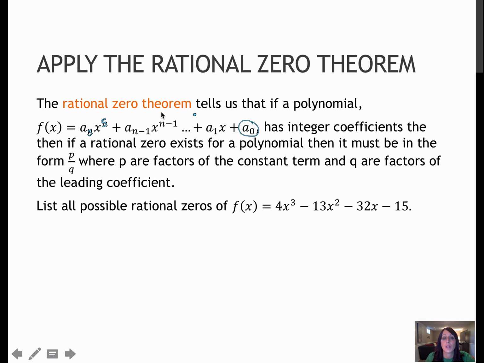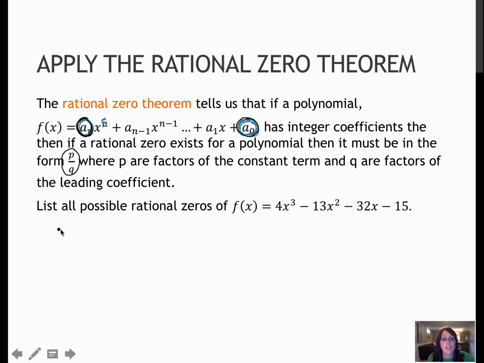So if it's in standard form, I'm worried about this first term and this last term for the rational zero theorem. Those are the two that I'm using. So what we're looking for here are p, which are factors of this last term, and q, which are factors of this first term. So they're numbers that multiply into that. And if we take the quotient of those, if we make a ratio out of those factors, that will give us a list of all of the possible factors, or all of the possible zeros of this polynomial. So here's what I mean by that.